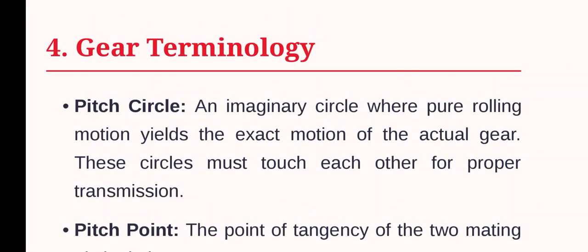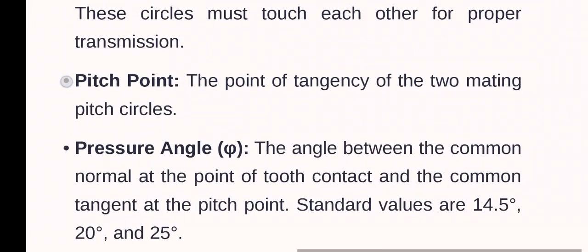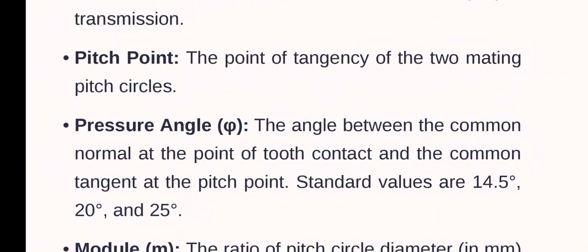Gear terminology. Pitch circle. An imaginary circle where pure rolling motion yields the exact motion of the actual gear. These circles must touch each other for proper transmission. Pitch point. The point of tangency of the two mating pitch circles. Pressure angle. The angle between the common normal at the point of tooth contact and the common tangent at the pitch point. Standard values are 14.5 degrees, 20 degrees, 25 degrees.